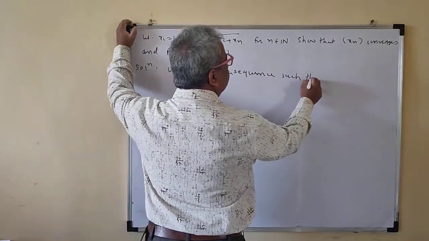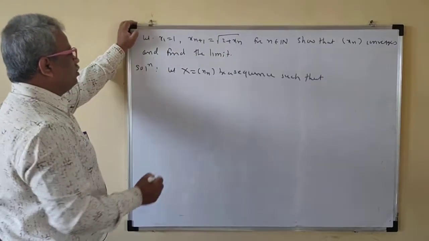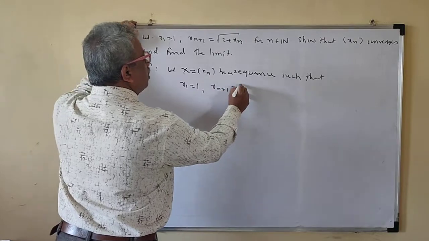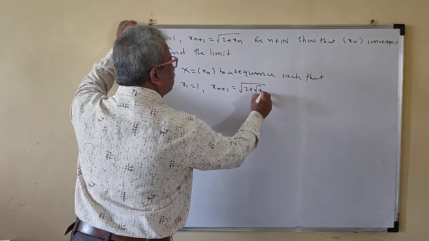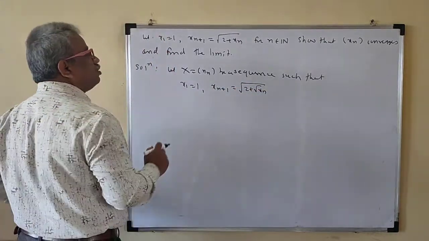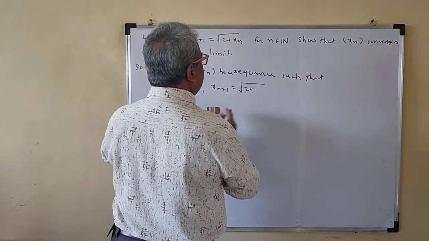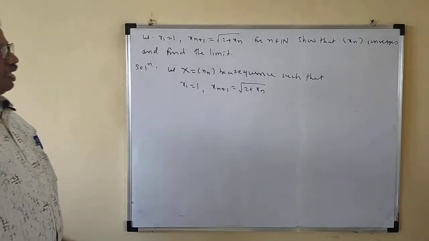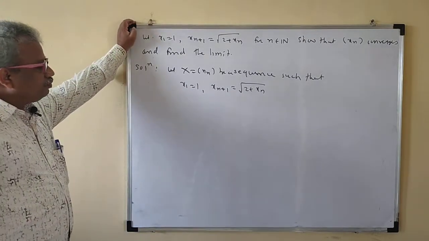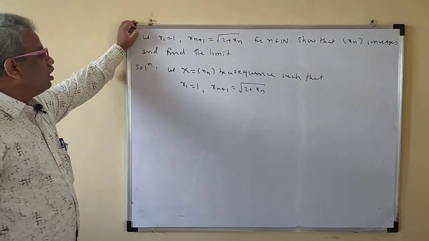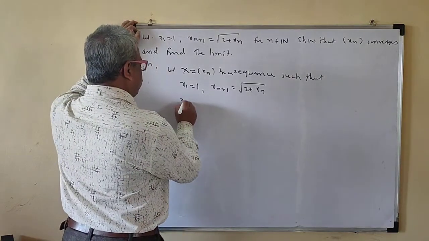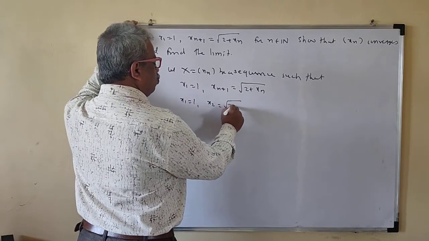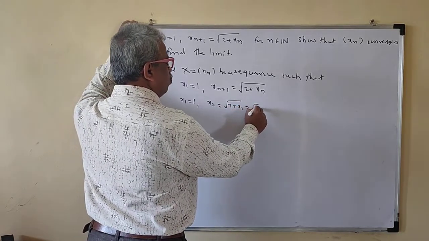such that x1 is equal to 1, xn plus 1 is equal to root of 2 plus xn. So first we will check whether it is increasing or decreasing. Okay, so we find the first few terms now. x1 is 1. So x2 we have to find. This is root of 2 plus x1. So this is root 3.